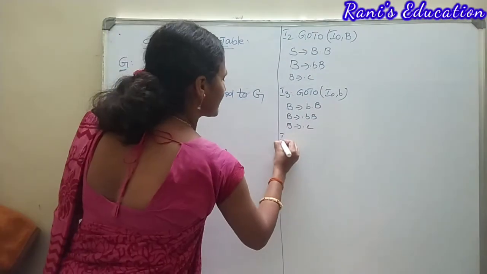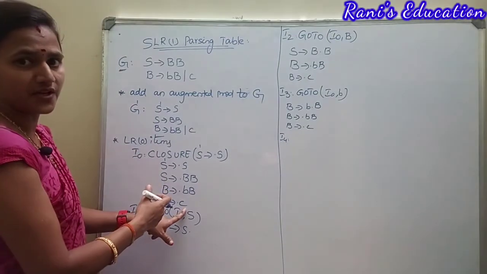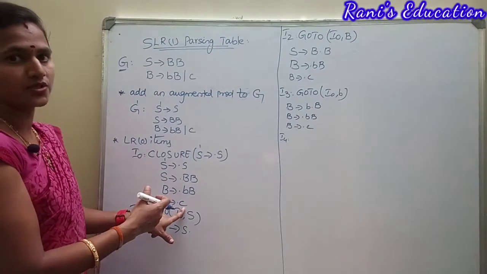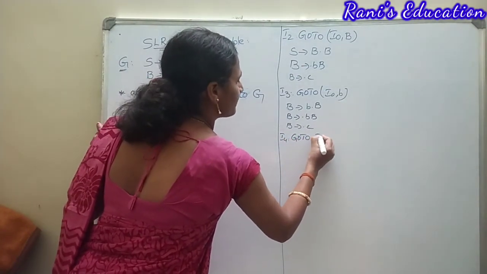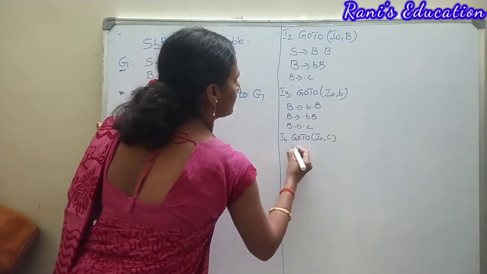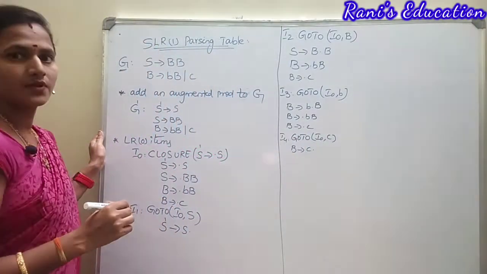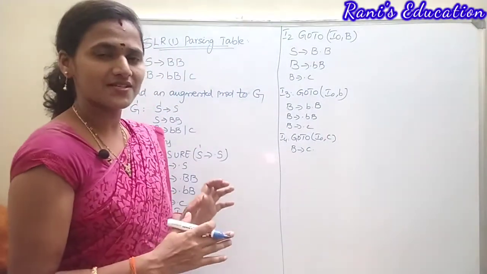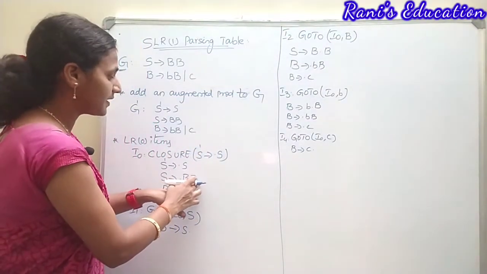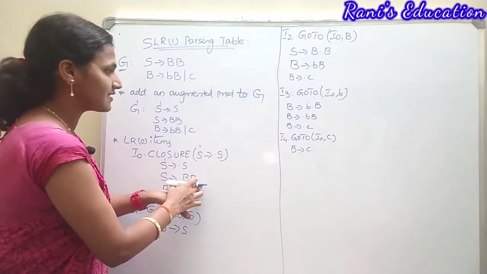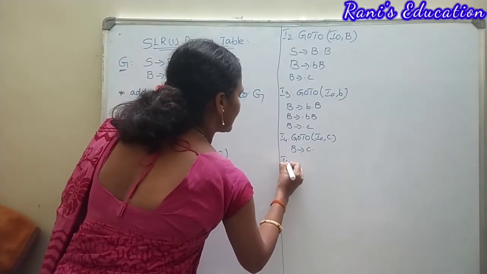Now move on to the next item. What is the next symbol present in I naught at the start of the RHS of the production? C is one more grammar symbol, right? So for that also you are going to apply the goto method. Goto of I naught comma C terminal. Now the production becomes B derives C dot. Clear? Now when do you say that the production is completed? When the dot operator is placed at the end of the body of the production, then only we can say that the production is completed. Clear? Now move on to the next item.